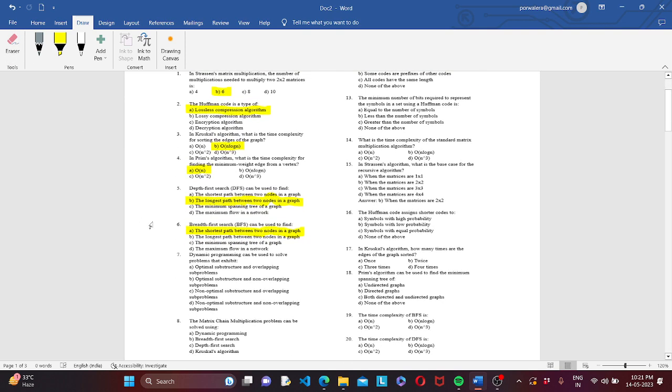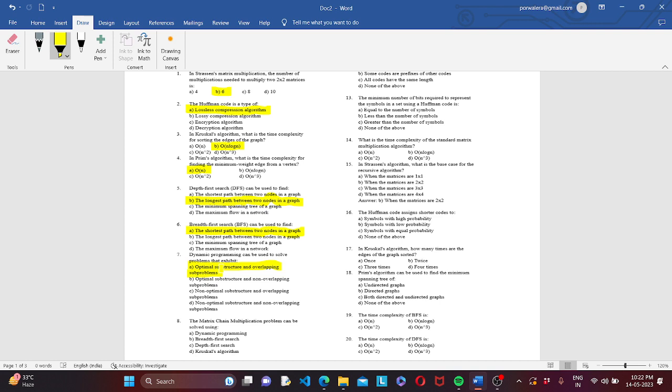dynamic programming can be used to solve problems that exhibit. So the option is A, which is the problems that exhibit optimal substructure and overlapping subproblems. So for getting our optimal solution for our problem, we use dynamic programming.